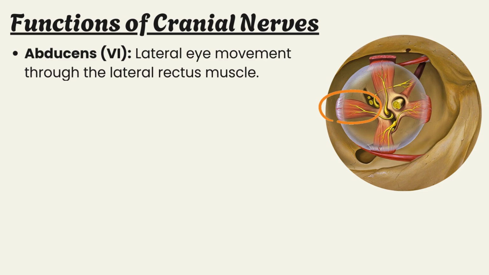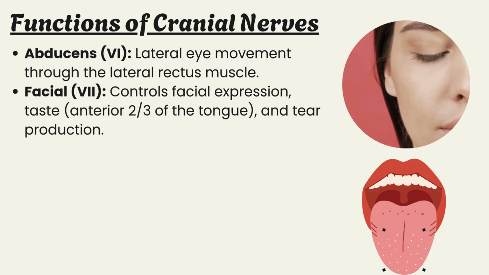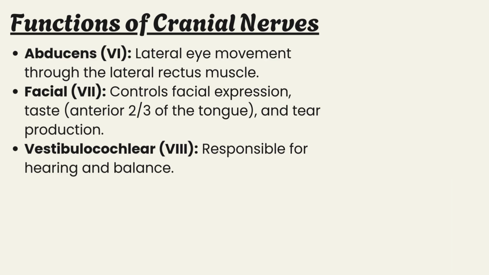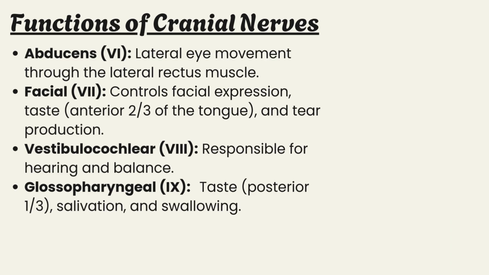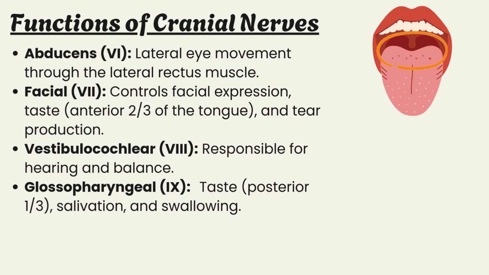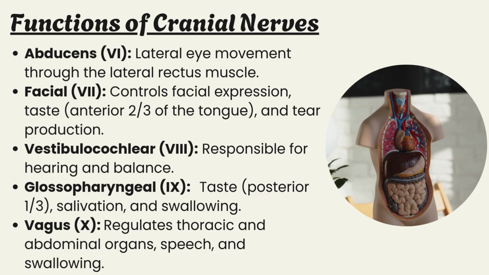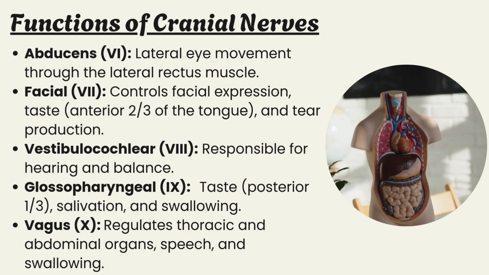Abducens nerve controls lateral eye movement through the lateral rectus muscle. Facial nerve controls facial expression, provides taste sensation of the anterior 2/3 of the tongue, and saliva production. Vestibulocochlear nerve is responsible for hearing and balance. Glossopharyngeal nerve provides sensation of taste of the posterior 1/3 of the tongue, salivation, and swallowing. Vagus nerve regulates thoracic and abdominal organs, speech, and swallowing.